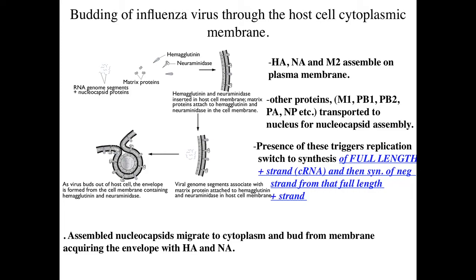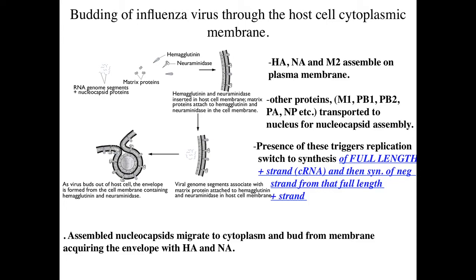Those glycoproteins have all been localized in rafts or patches at a particular portion of the cytoplasmic membrane of that respiratory cell. It's just sitting there idling, waiting for the ribonucleoprotein complexes to come out of the nucleus. And so now you see here the matrix protein, the matrix 1 protein, assembling just below the lipid bilayer.